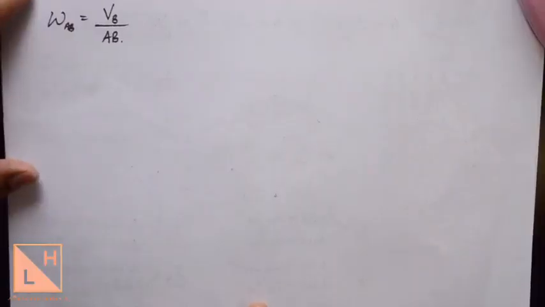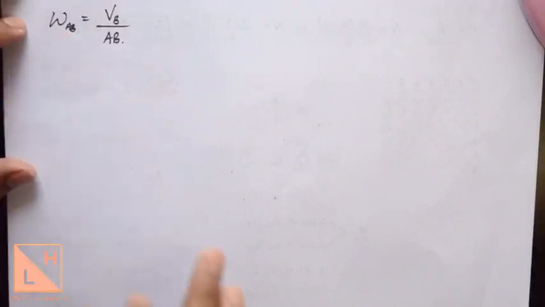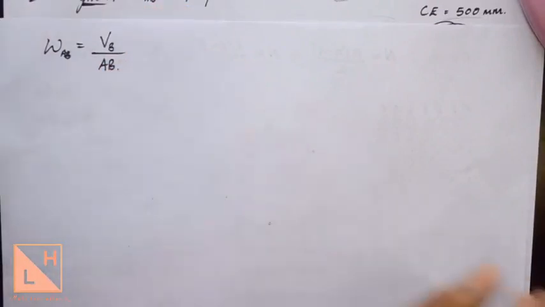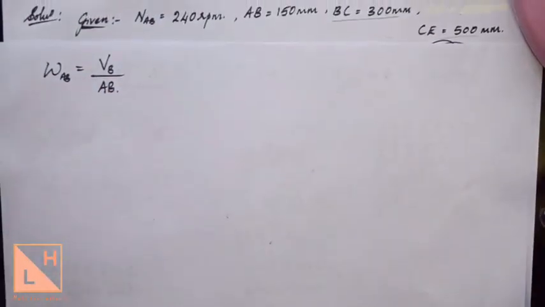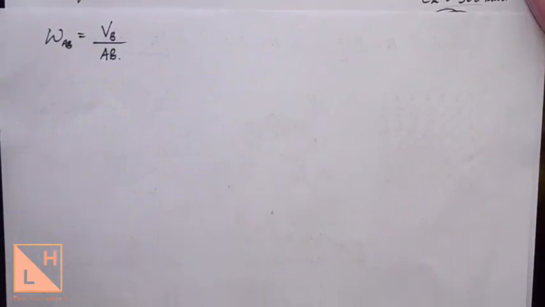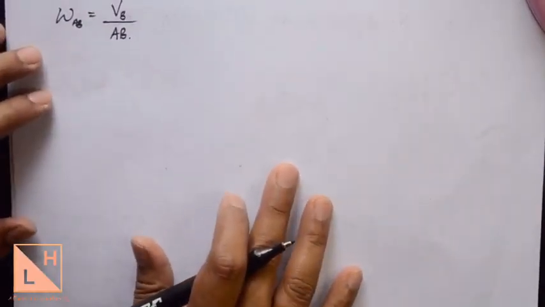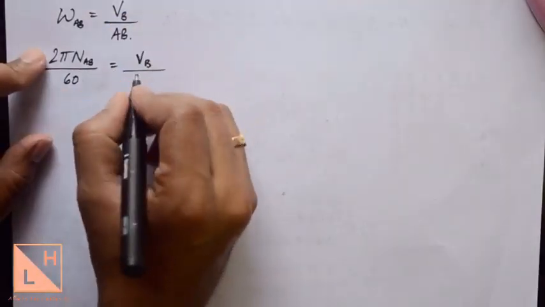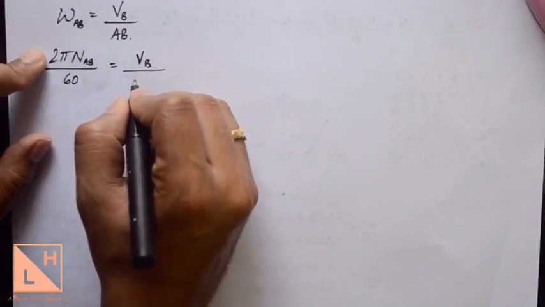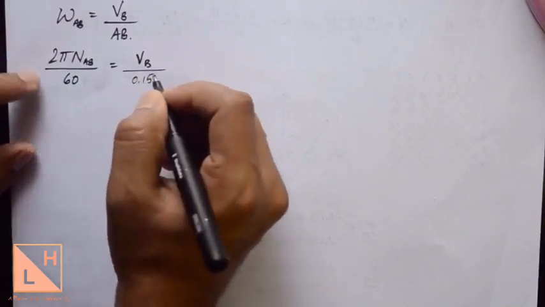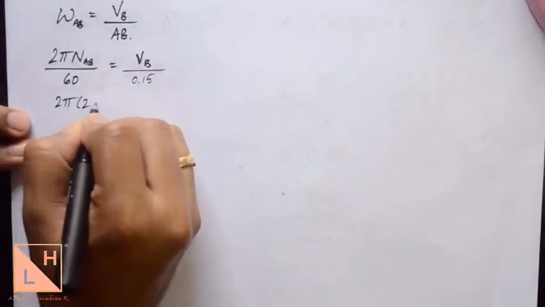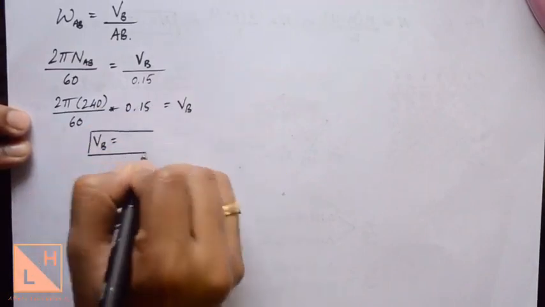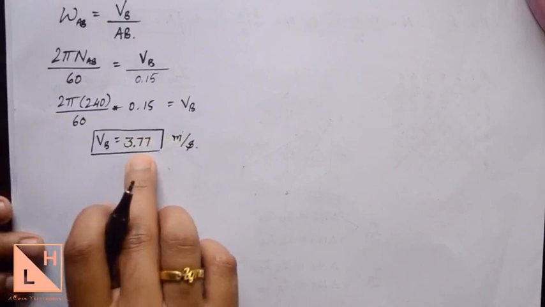Now in some problems this angular velocity will be directly given in the question, whereas in this problem we have the speed of the crank given as 240 rpm, as you see here in the given data that we have noted. And now we have the angular velocity to be found out. The length of AB is 150 mm, so in meters it's going to be 0.15. We will get the velocity as 3.77 meter per second.